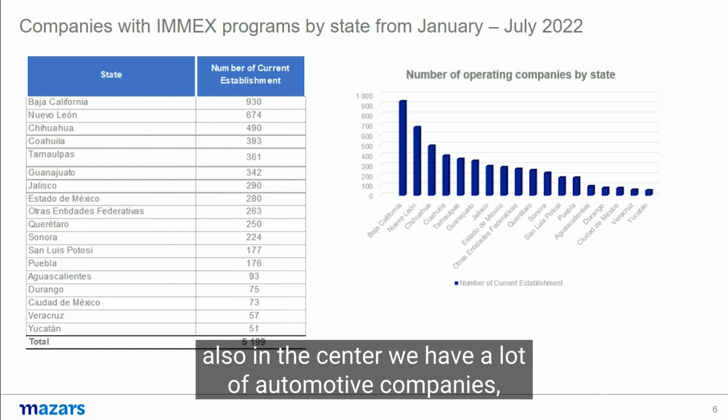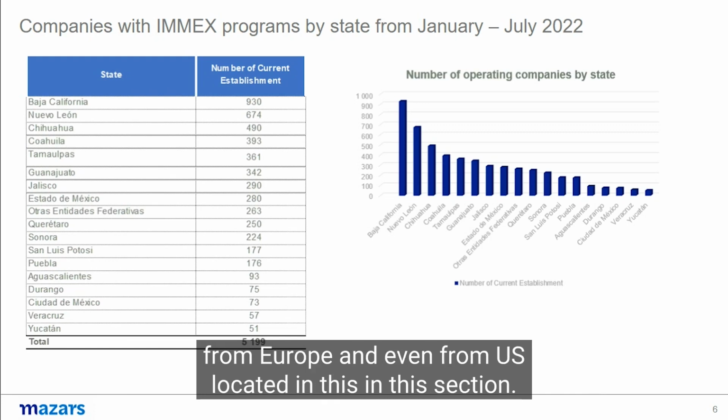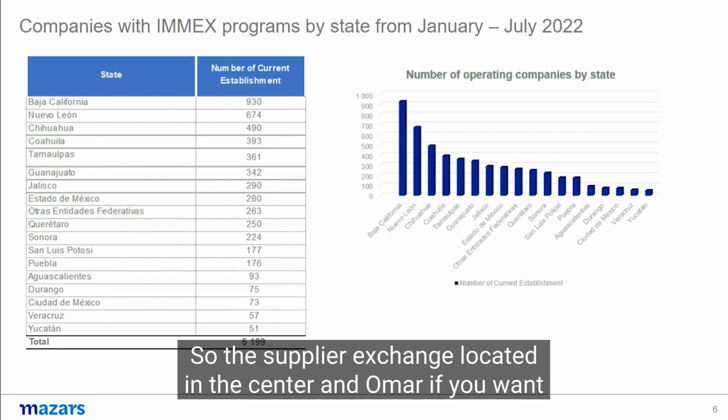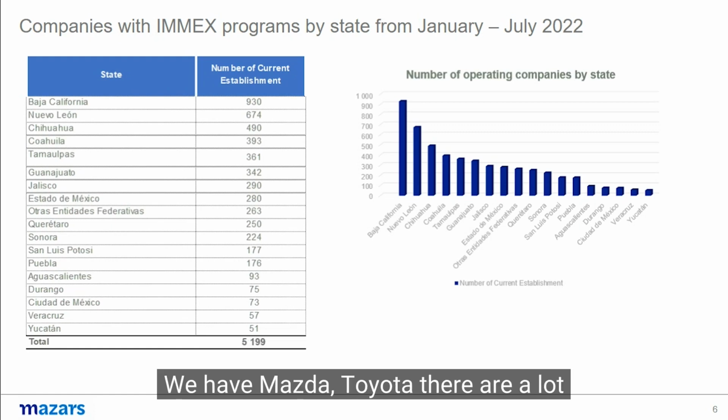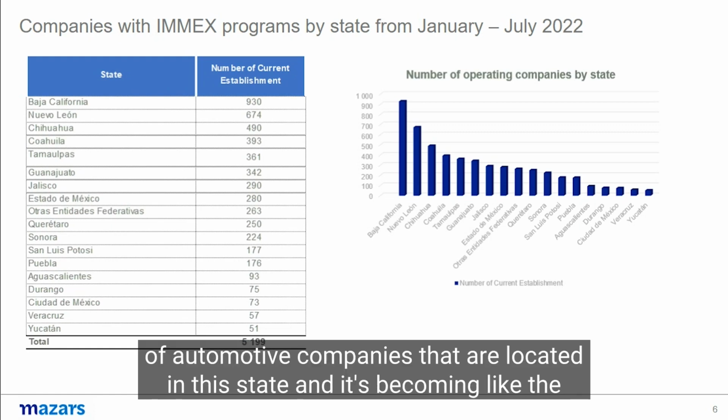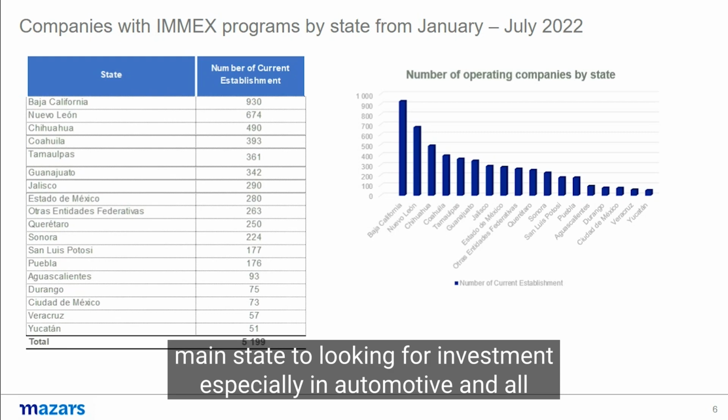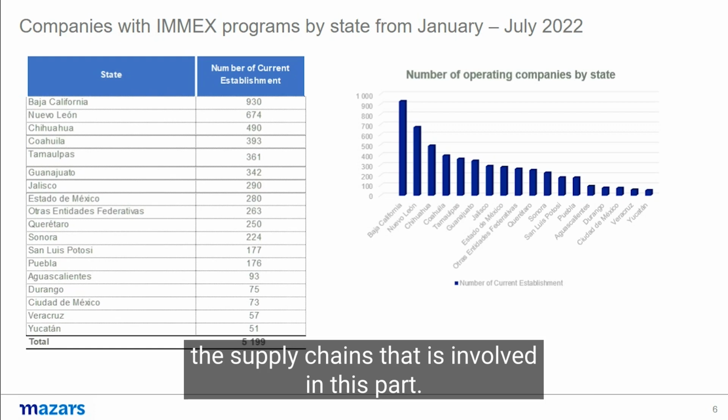We have a lot of automotive companies from Asia, from Europe, and even from the US located in this section. So the supplier exchange is located in the center. And Omar, if you want to comment on that regarding automotive, it is becoming huge. We have Mazda, Toyota. There are a lot of automotive companies that are located in this state, and it's becoming the main state to look for investment, especially in automotive and all the supply chains that are involved in this part.